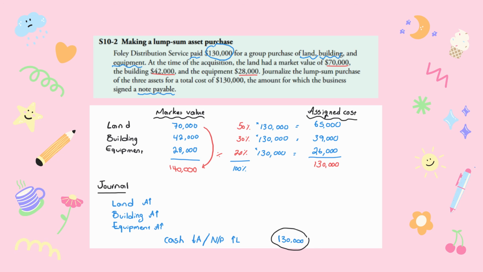So now on the debit side, the value for the land will be 65,000. For the building, it's 39. For the equipment, it's 26. And on the credit side, either you're gonna credit cash or you're gonna credit notes payable.